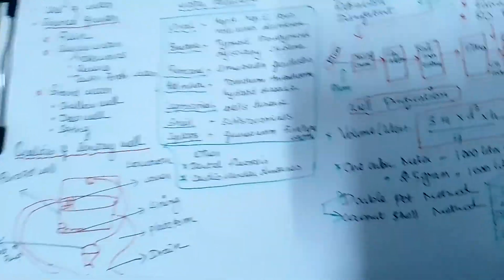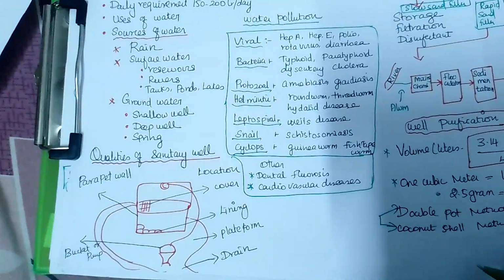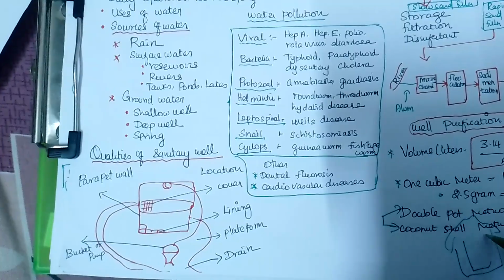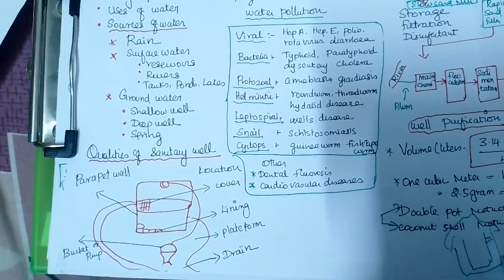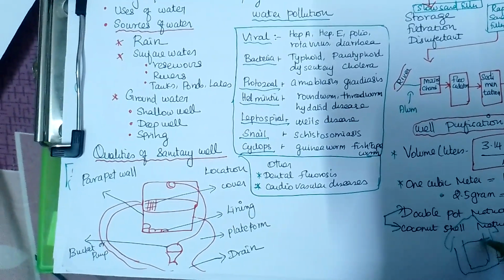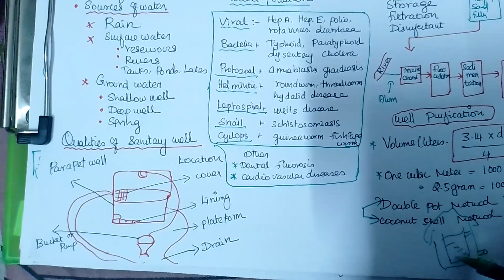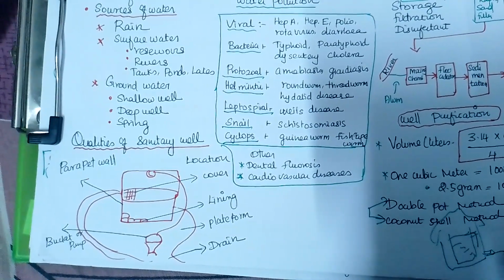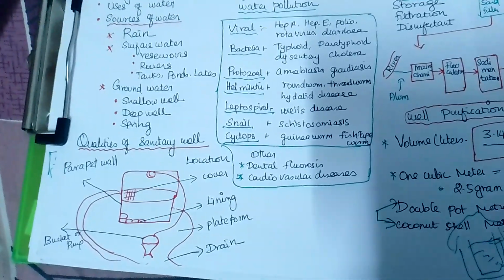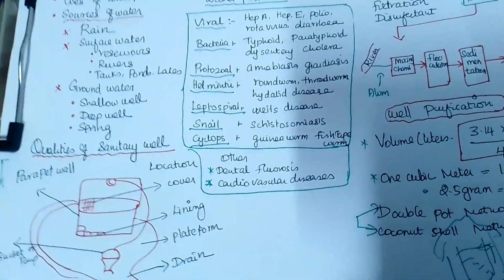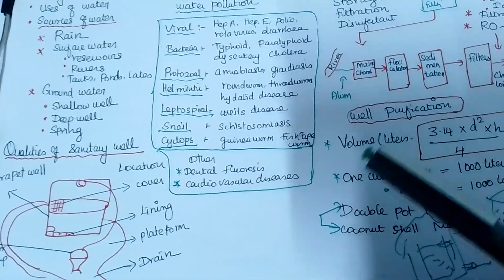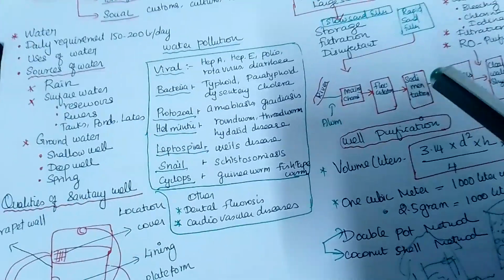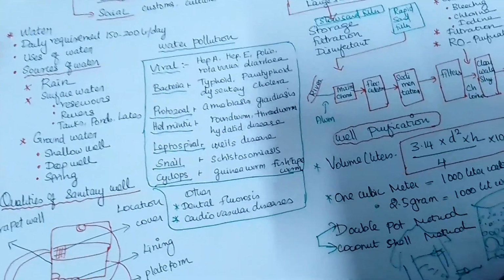What is called the double pot method? In the book they give one diagram. There will be a pot with two openings, and here is the bleaching powder. The bleaching powder solution will slowly come out and dissolve, and slowly keep coming out. When you put it inside, it will slowly release, and you can close the well for one month. Okay, so this is about well purification.